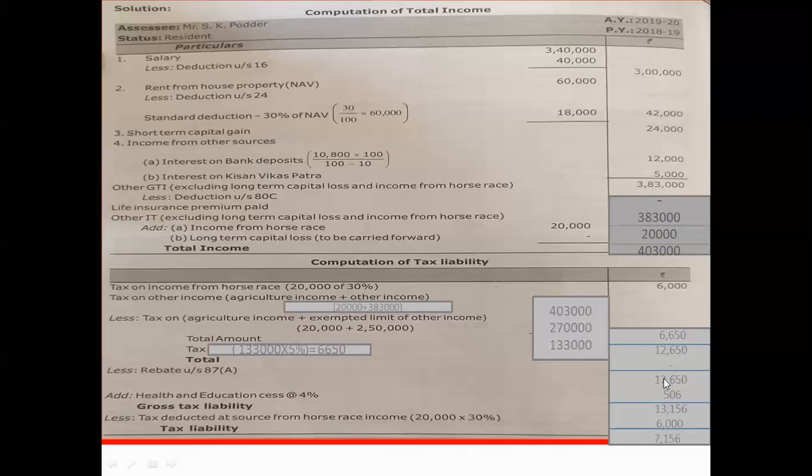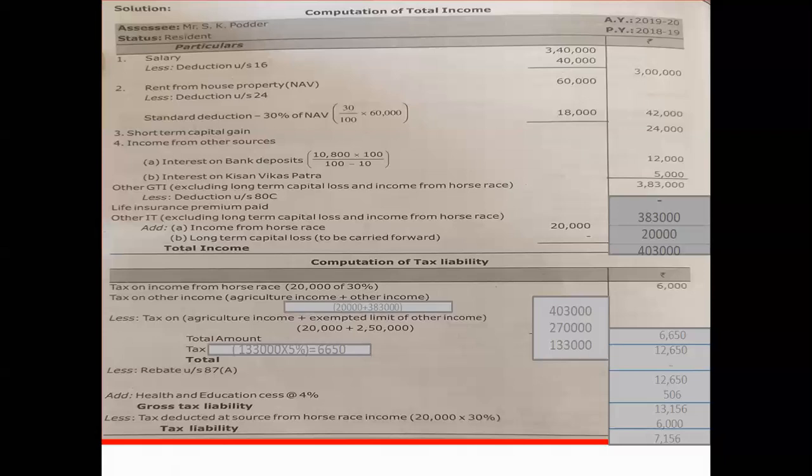So 12,650 is the total tax amount. On that 4%, we need to calculate the health and education cess. So cess is 506. So total tax amount or gross tax liability is 13,156. Now from that amount, we need to minus any advance income tax paid, any TDS that has been deducted, or any amount of interest or penalty or taxes that has been paid.